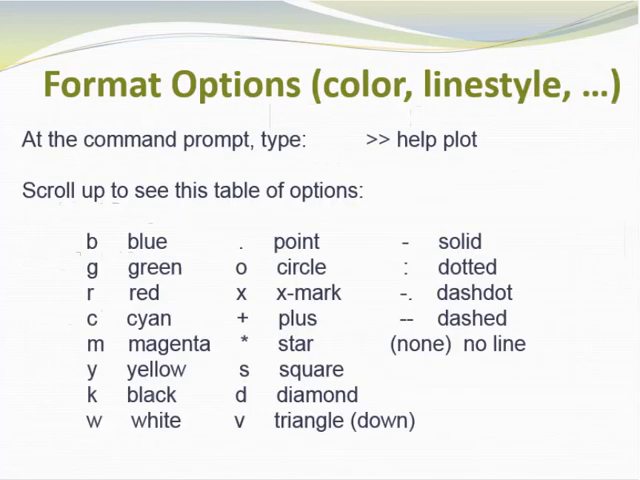So let's talk a little bit about formatting. We have lots of different options for how we want our graphs to look. We can pick color. We can pick how we want the data points to appear. We can pick whether we want those data points to be connected by solid lines, dotted lines, or if we don't want them to be connected at all. I've copied this little table of options. If you want to reproduce this table in MATLAB, you simply type help plot at the command line. There's a lot of information there. Scroll way up and you'll find this exact table that I've put here for reference.